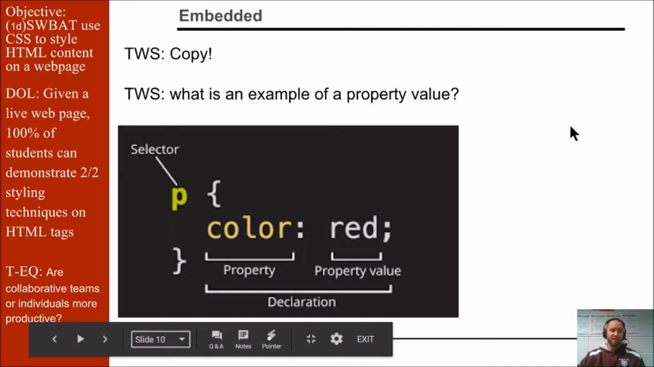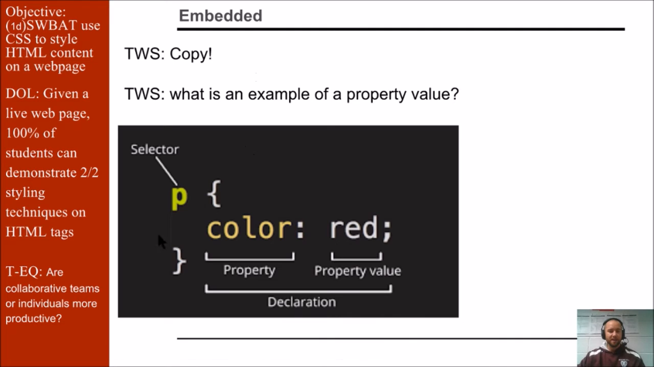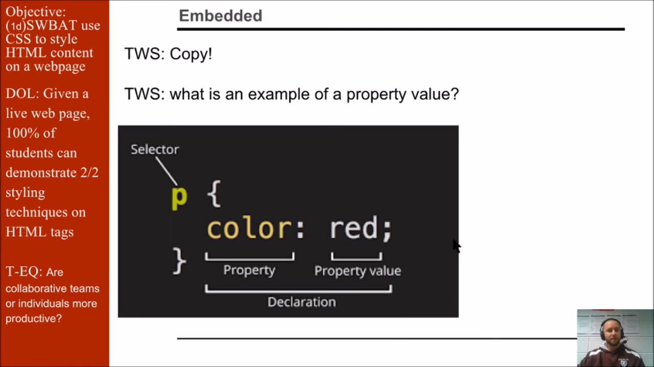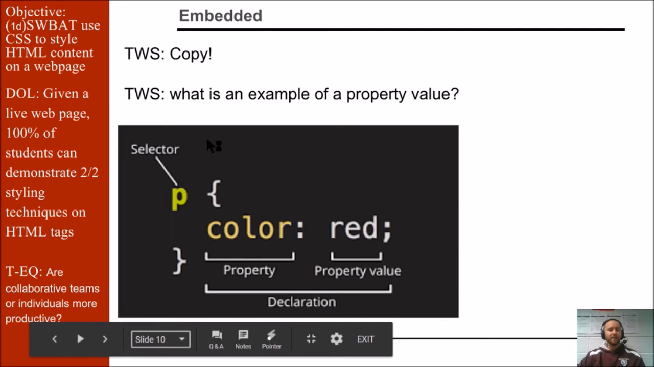Okay, so the think-write-share on this one is just simply copy this. I want to see it inside of Canvas. That'll be a quick way for me to see that you're following along correctly. And then a follow-up here is, what is an example of a property value? So here there's the property color. What are other property values we could have here other than red?